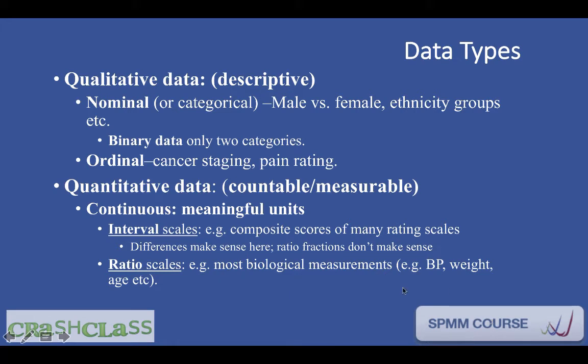Okay, so you could say your weight is 50 kilograms, your son's weight is 25 kilograms, and your son is only half as heavy as you. So that statement makes meaningful sense. That's ratio data. Remember, almost everything that's biological is measured using ratio data. Kilogram, weight, height, age, BP, anything that's a biological metric, you can close your eyes and confidently say that's ratio data. Okay, so that's how we classify data.